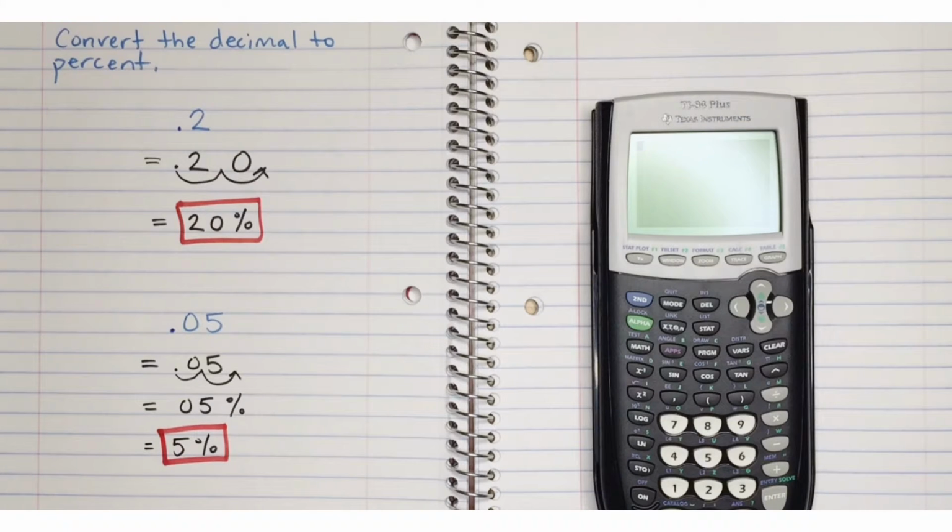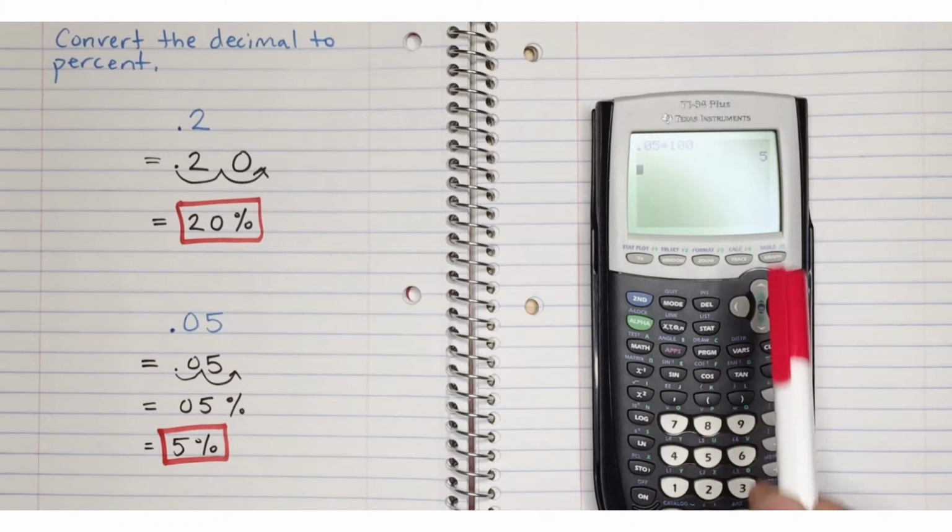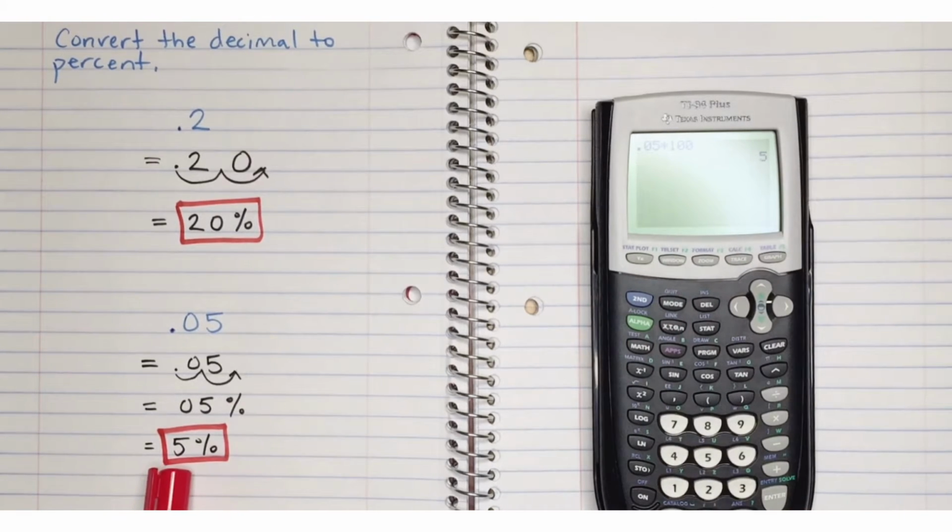Let's quickly check to see if that answer is correct. We're going to do 0.05 times 100 in our calculator, and we see that we get 5. And right here it says 5%. So this too is correct.